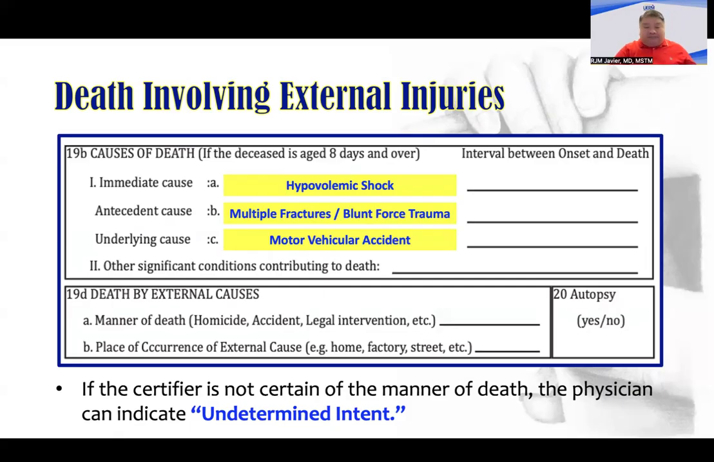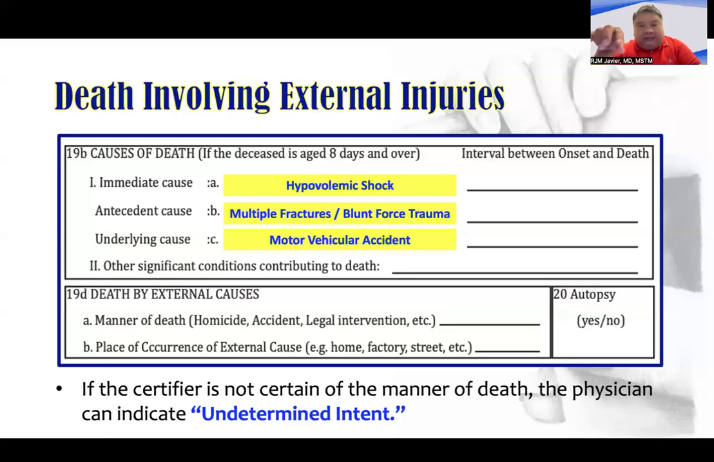In the same manner, if the certifier is not certain on the manner of death, the physician can simply stipulate undetermined intent. I also want you to take note of 19D and 20. If the manner of death is, let's say, a suicide, or if it happened on the street or in the factory, let's say, may sumabog on the spot, namatay. Remember just recently, one kid died while another is severely deformed from a firecracker blast injury in Tondo.